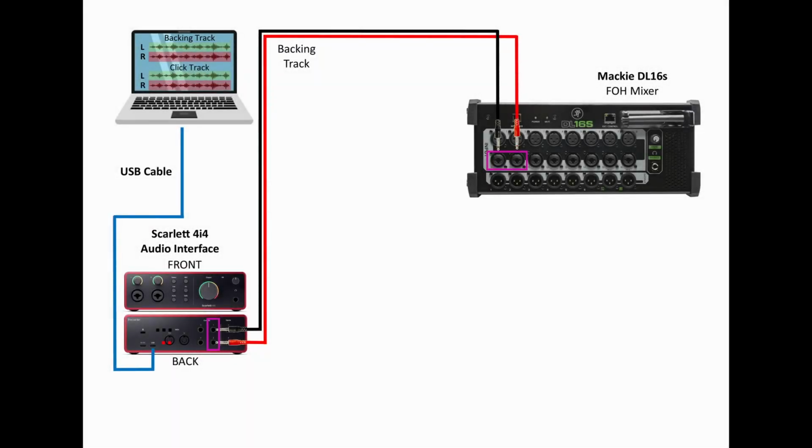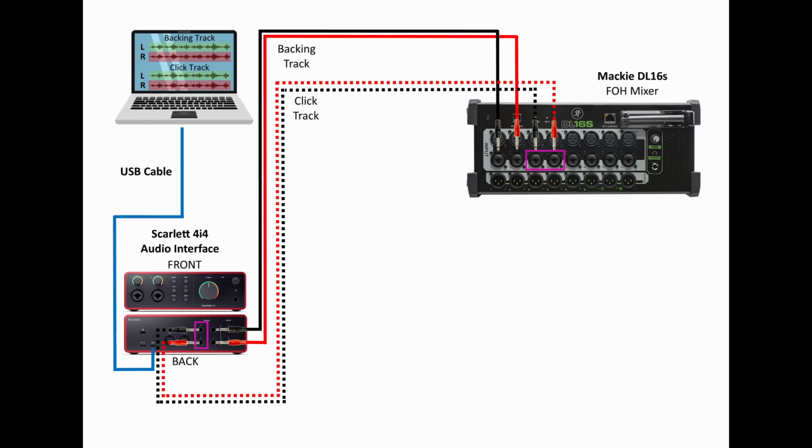Okay, so as promised, here's an example of how you can run these stereo backing tracks without using a DI box. Just like before, you're going to take outputs 1 and 2 from your audio interface, which contains your backing track, and send it to your front of house mixer. In this example on the DL16S, because it's a jack connector, I'm going to have to use inputs 9 and 10. You might be using something different on your mixer, just work with what you've got.